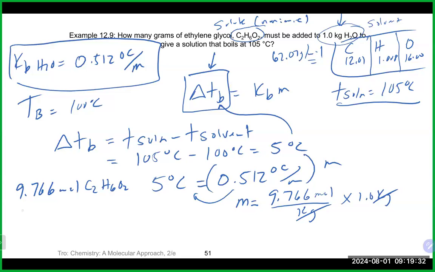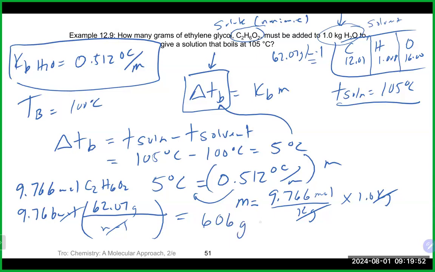So using that obviously as a conversion factor, 9.766 moles. We want moles on the bottom here, so the 62.07 grams per mole will go like so. And that is going to get us here, 9.766. Looks like about 606 grams of this guy needs to be dissolved.